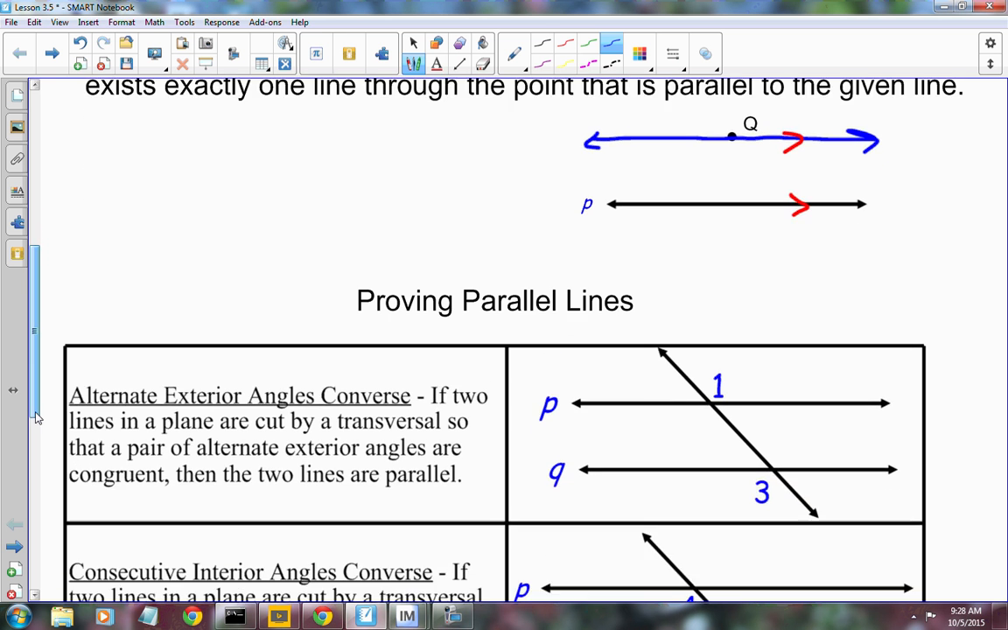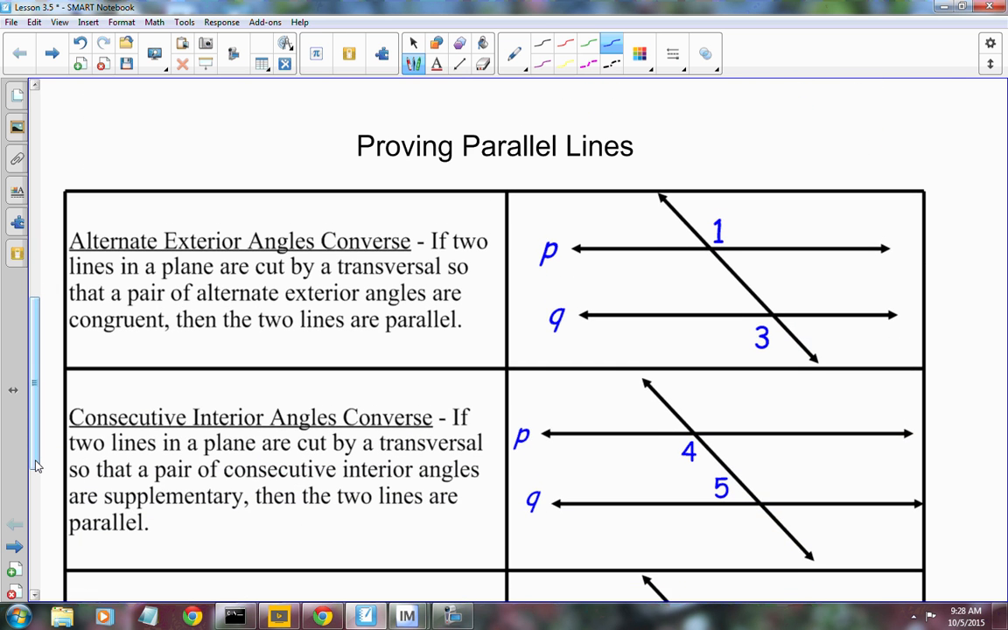Then we have these other theorems that are converses of the ones we learned last week as well. This first one is the alternate exterior angles converse. It says that if I can show that my alternate exterior angles are congruent, so like if angle 1 and angle 3 are congruent, then I've got parallel lines. So if I can show these two angles and their alternate exterior angles are congruent, then I have parallel lines.